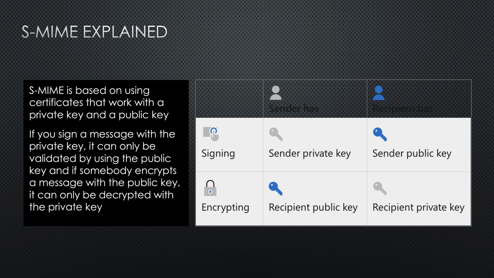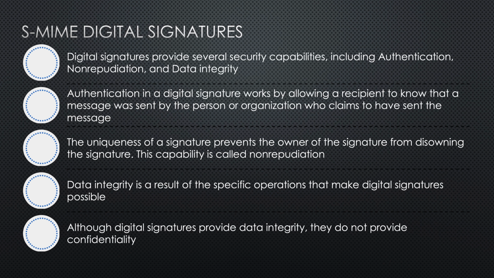So it comes from a trusted source, the government, for example. So if you sign a message with the private key, it can only be validated by using the public key. And if somebody encrypts the message with the public key, it can only be decrypted with the private key. Hence the term public-private key technology. So S-MIME and digital signatures.